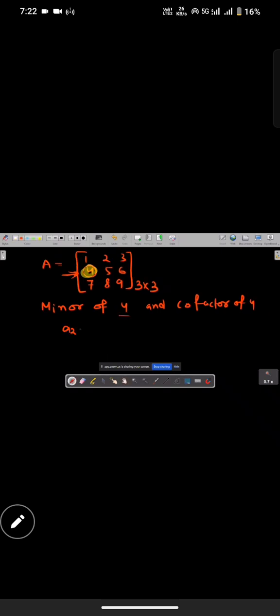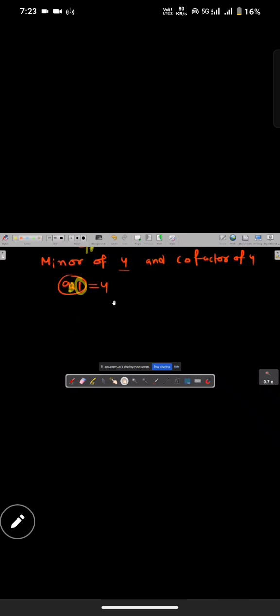A21 is the position of 4, and A21 equals the given 4. So we want to find the minor. For that, we have to delete which row? The second row. So the second row we delete, and which column? The first column we delete. If I delete these, then what is remaining? 2, 3, 8, 9.